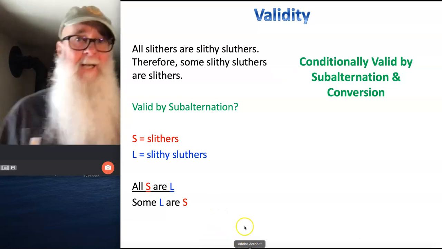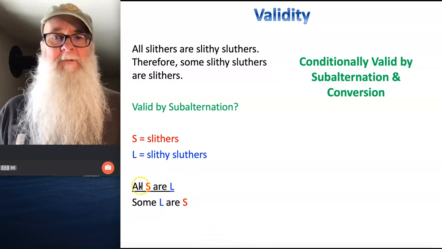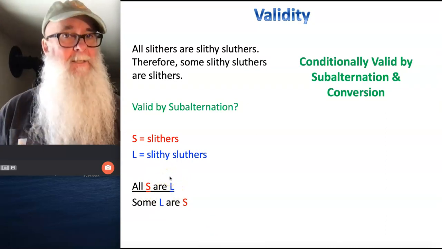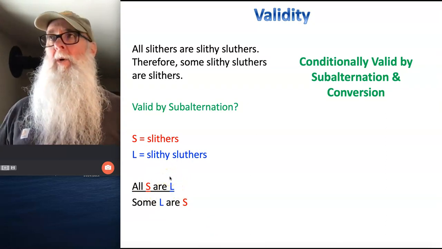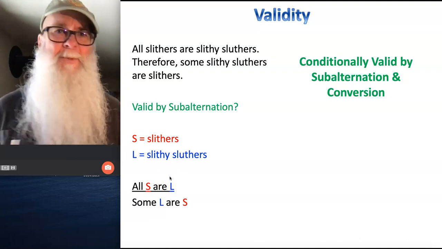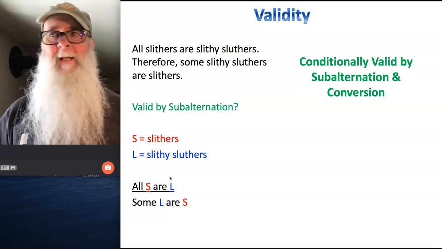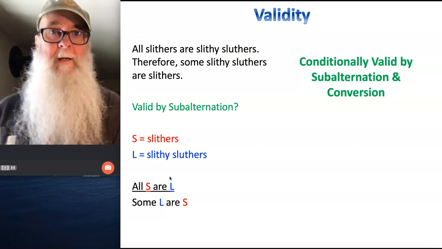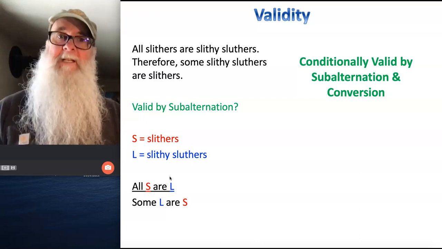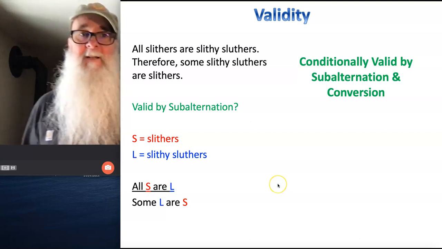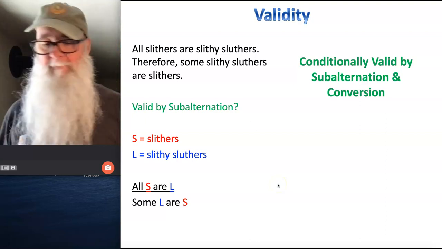Because if we had begun with conversion and converted all S are L to generate the statement all L are S and then subalternated that, when we did our step of conversion, we would have created a statement with an unknown truth value because we're not allowed to convert A statements. When we do that, the truth value becomes undetermined and it never comes back at that point. But if we subalternate first, we keep track of that truth value. Okay? So this argument is conditionally valid by subalternation and conversion.